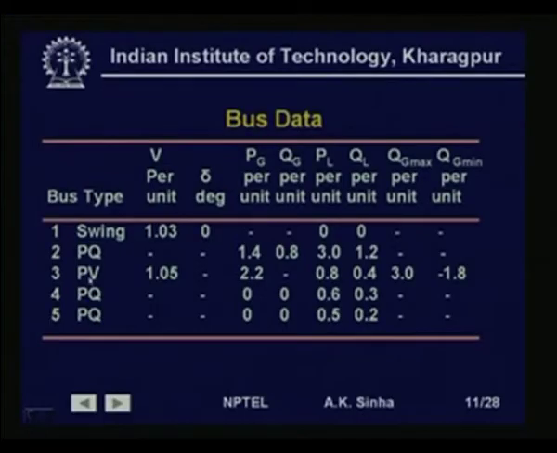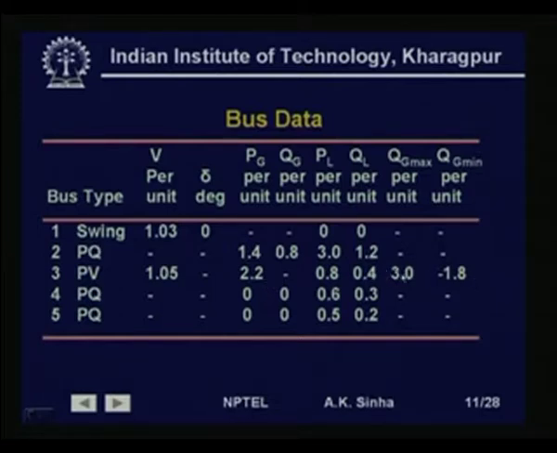Bus 3, again, is a generator bus where we have P and V specified, that is the real power generation is specified as 2.2, and the voltage which is specified is 1.05. The load at this bus is 0.8 per unit PL and QL is 0.4 per unit. Now, since we know this PG and we know this PL, we can find out PI. So, PI is specified and V is specified.